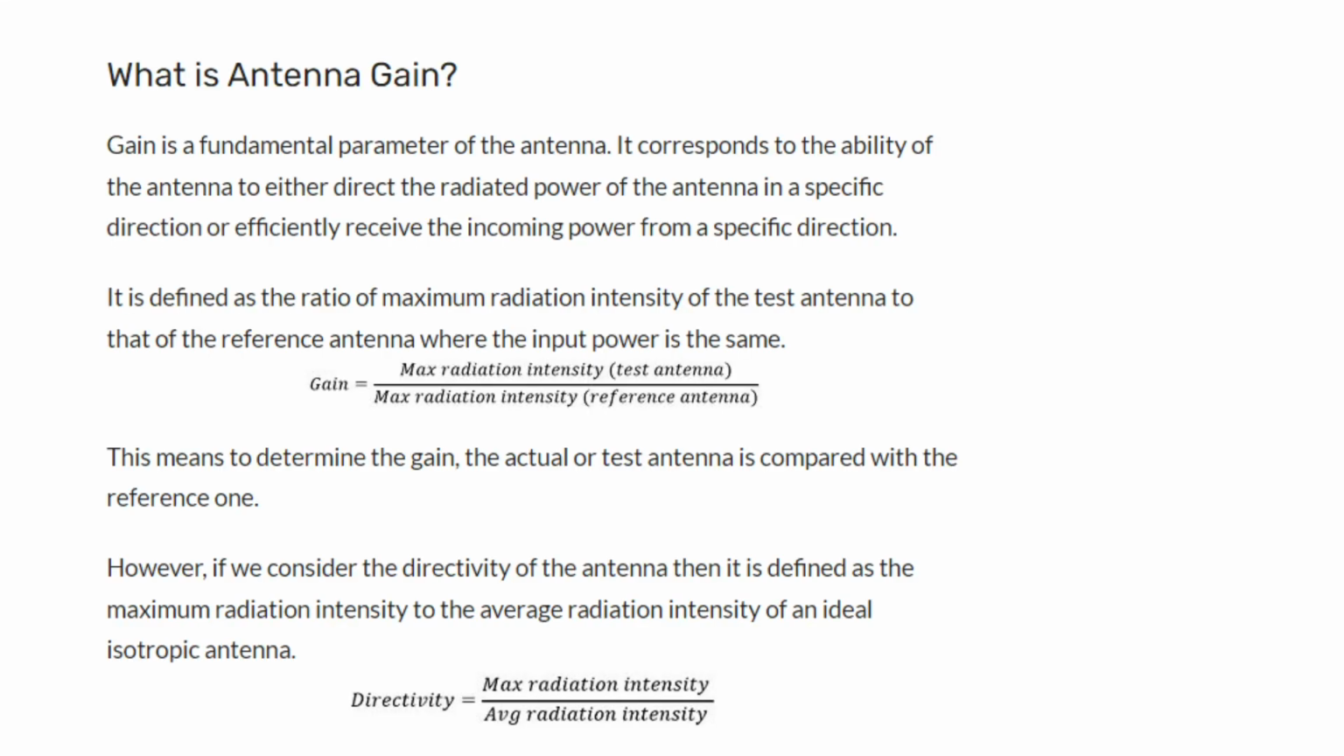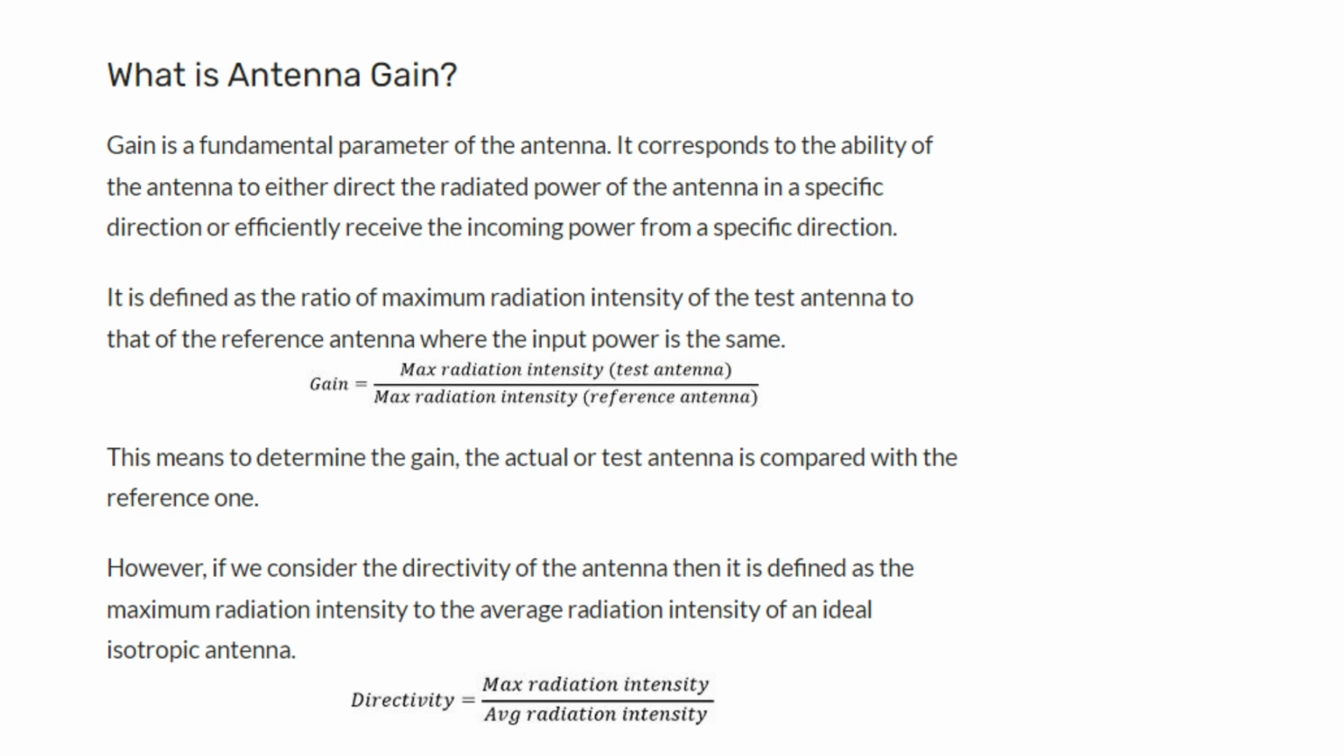Hi all. In this class we are going to discuss what antenna gain is, how it is calculated, and what the importance of this gain is. Gain is a fundamental parameter of the antenna and it corresponds to the ability of the antenna to either direct the radiated power in a specific direction or efficiently receive the incoming power from a specific direction. It is defined as the ratio of maximum radiation intensity of the test antenna to that of the reference antenna where the input power is the same.